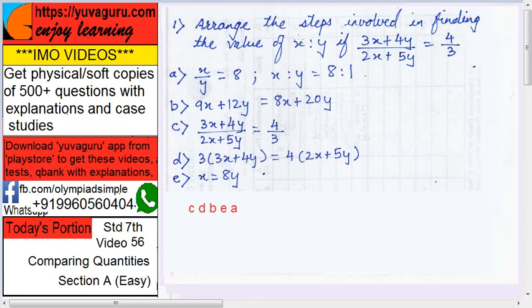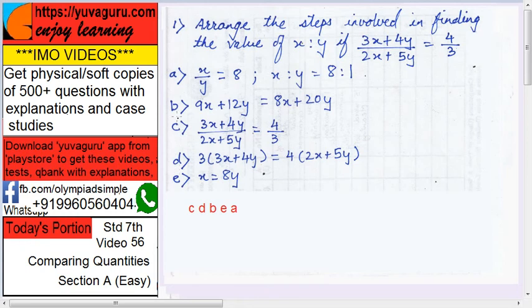Arrange the steps involved in finding the value of x upon y if 3x plus 4y upon 2x plus 5y equals 4 upon 3. Here, you don't have to find the answer of this. You have to find what steps you will follow. We have to arrange them in sequence.